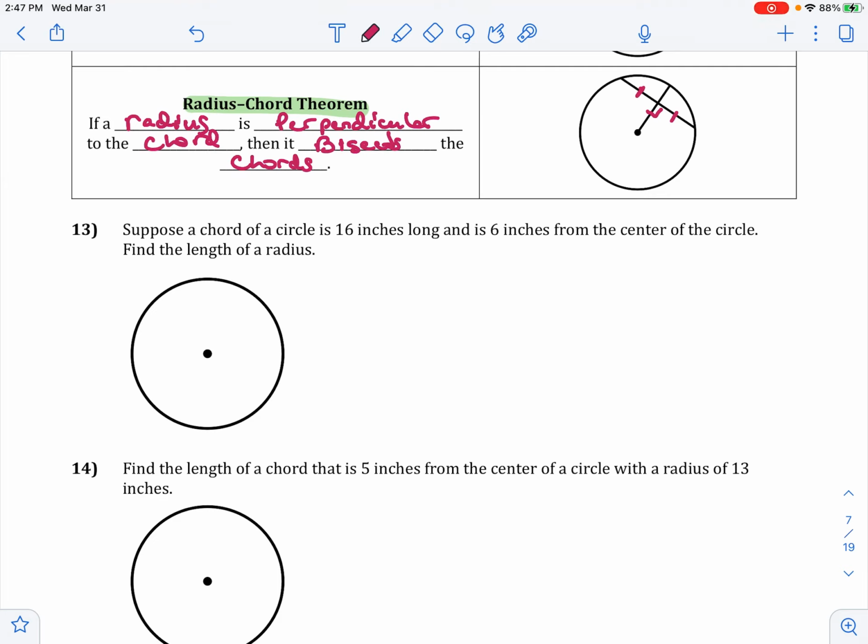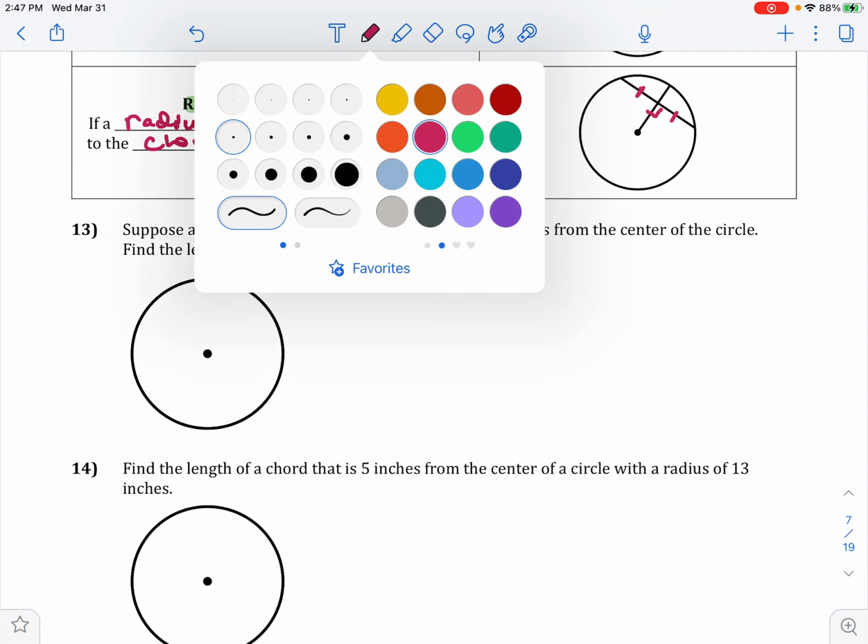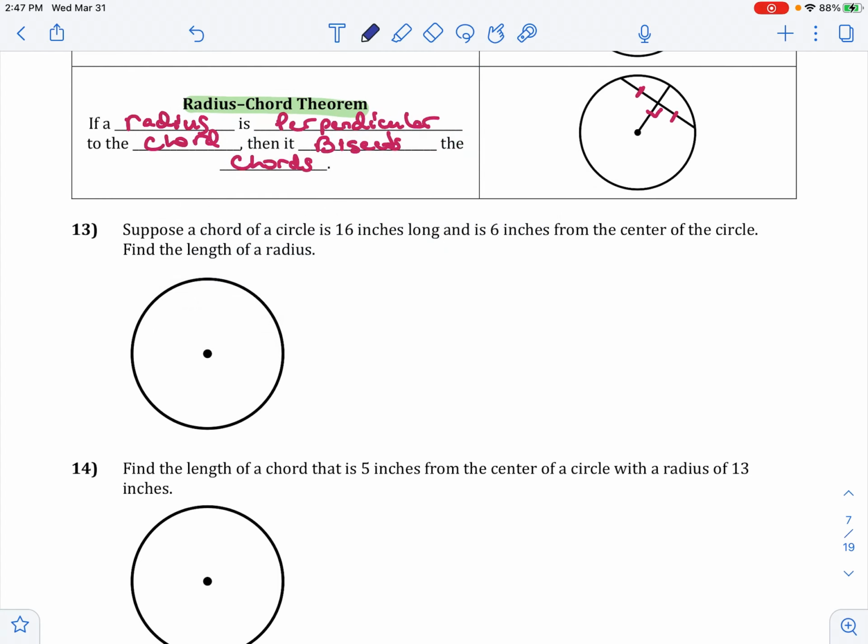Suppose a chord of a circle is 16 inches long and is 6 inches from the center of the circle. Find the length of a radius. So we have to figure out where to put everything. You can draw the chord wherever you want. I'm just going to draw it right here. It's 16 inches long. I'm not going to put that 16 in yet because I know that it's also 6 inches from the center. Distance from the center is that perpendicular. That is 6. And because I drew it perpendicular, that's going to take that 16 and divide it into 8 and 8. So you have to put those together that way.